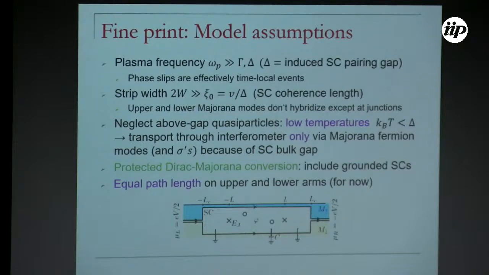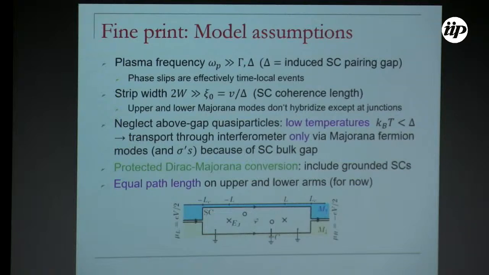And the third key assumption is we are at low temperatures below the pairing gap such that there are no above gap quasiparticles, and the transport through the interferometer only proceeds through these chiral Majorana edge modes. Because there is a bulk gap, there's no other chance to move electrons from here to here than going through these Majorana edge modes. And once again, we have this protected Dirac-Majorana conversion because we included these grounded pieces of superconductors. So the conversion happens with unit efficiency.